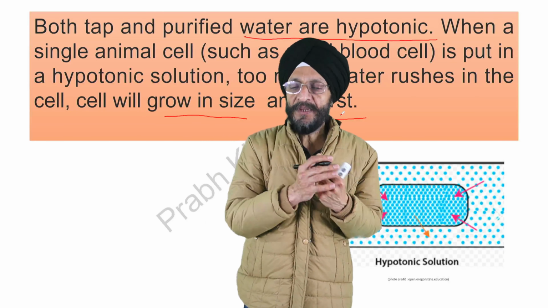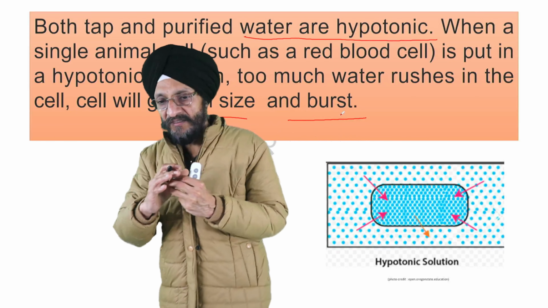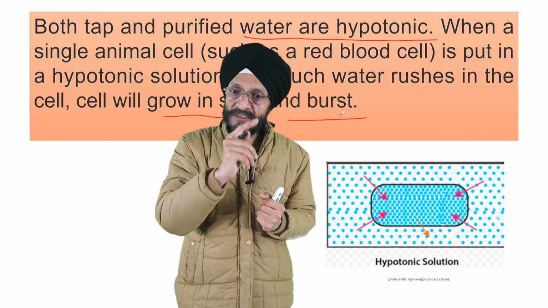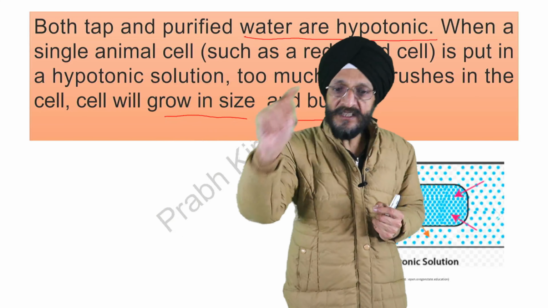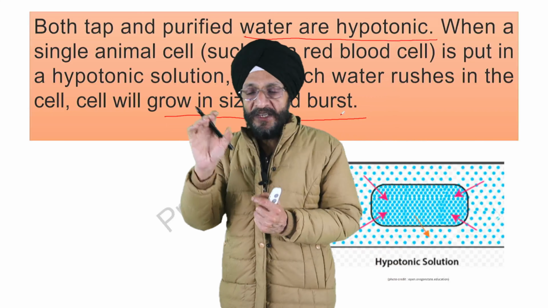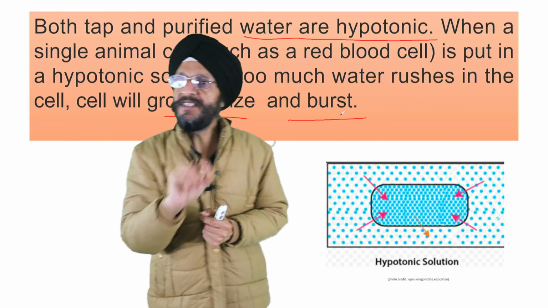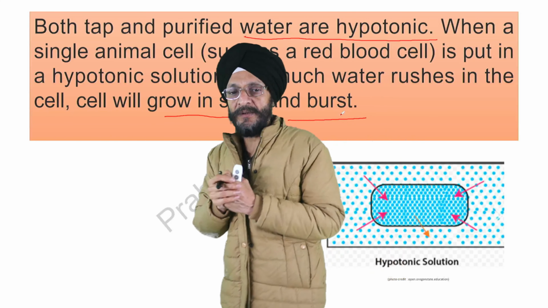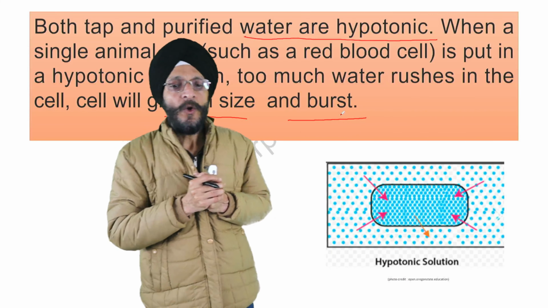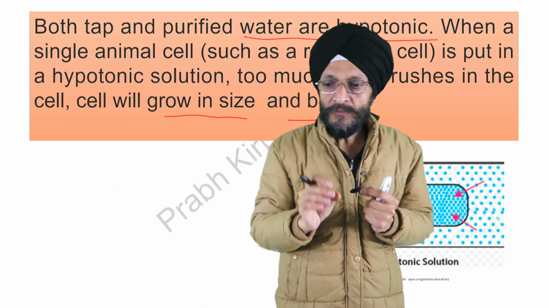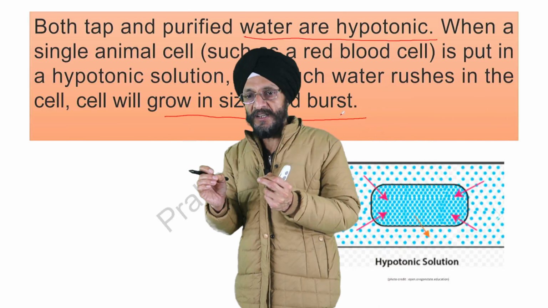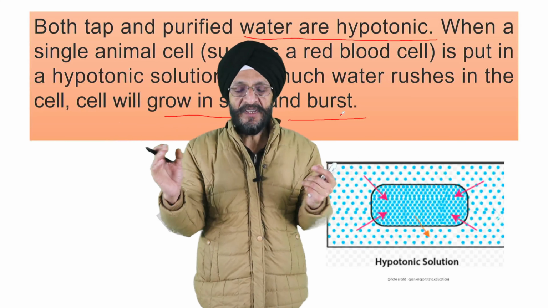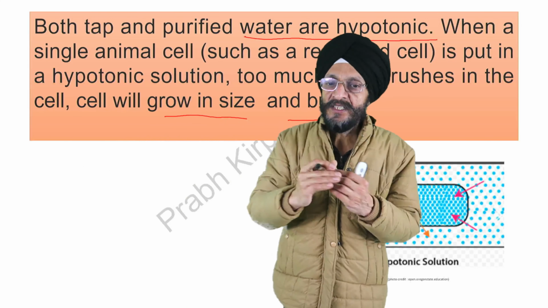We had seen in the previous slide that the cell wall prevented the cell from bursting. That was a plant cell because it was having an extra covering, that is the cell wall. But in the case of an animal cell, the cell wall is not there. There is only the plasma membrane or cell membrane. As animal cells do not have a cell wall, when too much water comes inside the cell, the cell grows in size and bursts, whereas in the case of plant cells, the cells do not burst.